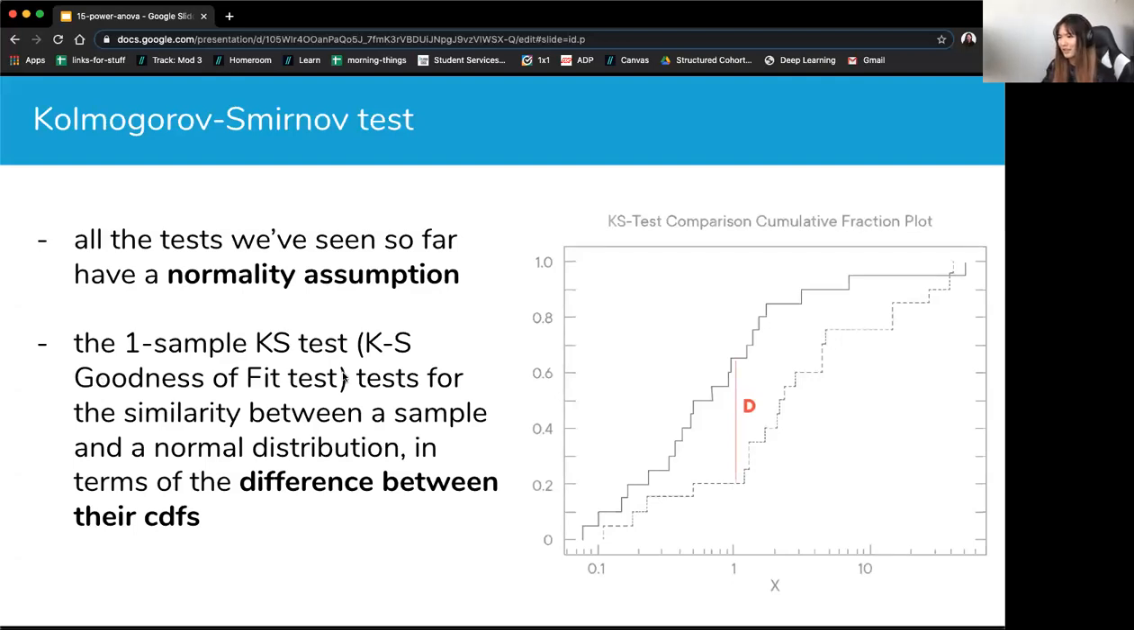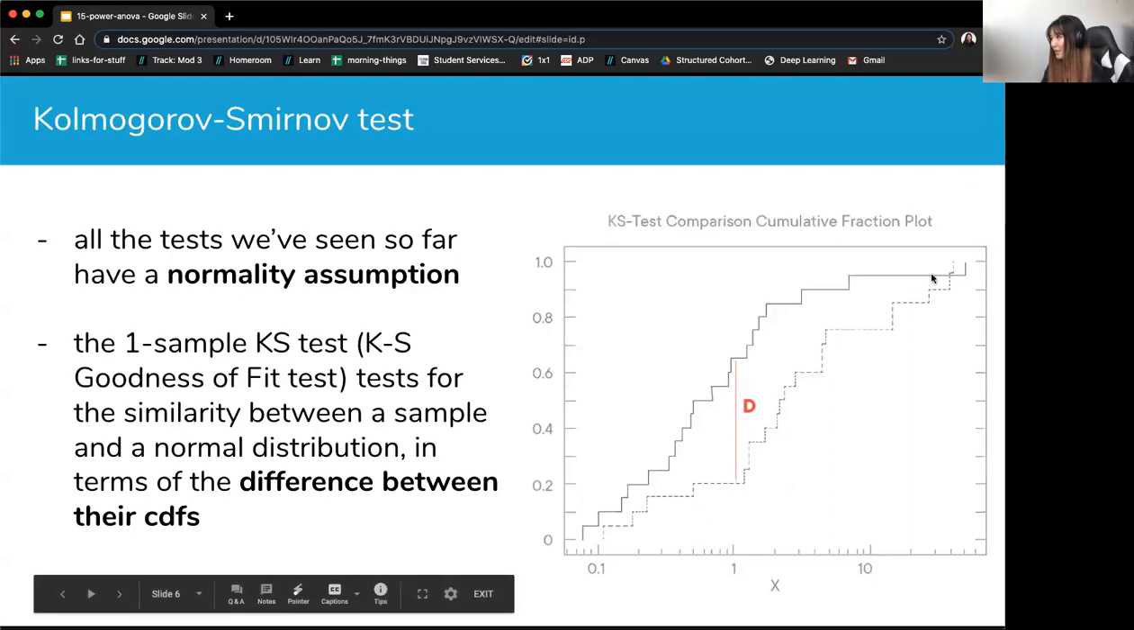And so what I think is written here, the one sample KS test, which is the longer name for it, is the KS goodness of fit test. It tests for the similarity between a sample and a normal distribution. And it actually does that in terms of the difference between their CDFs. And if you remember, CDF is the cumulative distribution function. And so this is an example of 2 different CDFs.